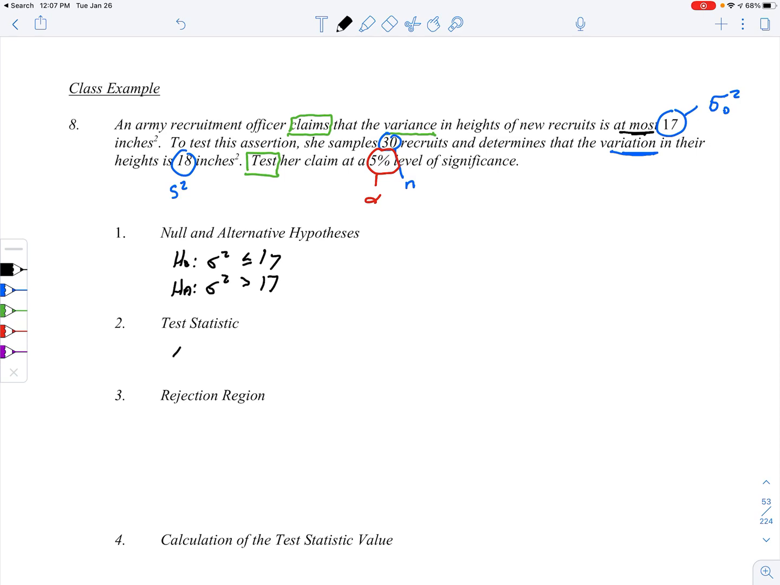Test statistic. That's an easy one. It's always going to be this guy. And this, of course, is going to be in your formula book. The rejection region, or more formally, I guess we would say the decision rule.